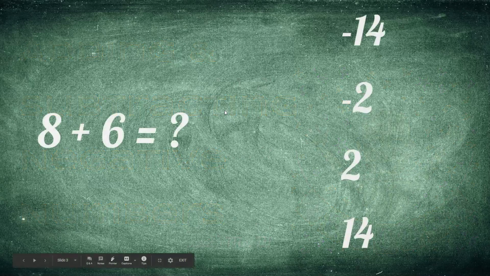8 plus 6. What would that be? Negative 14? Negative 2? 2 or 14? 14. Why? Because 5 plus 5 is 10, and then 3 plus 1 is 4, so it's 14. Good. And you know that you're going to the right of the number line, right?